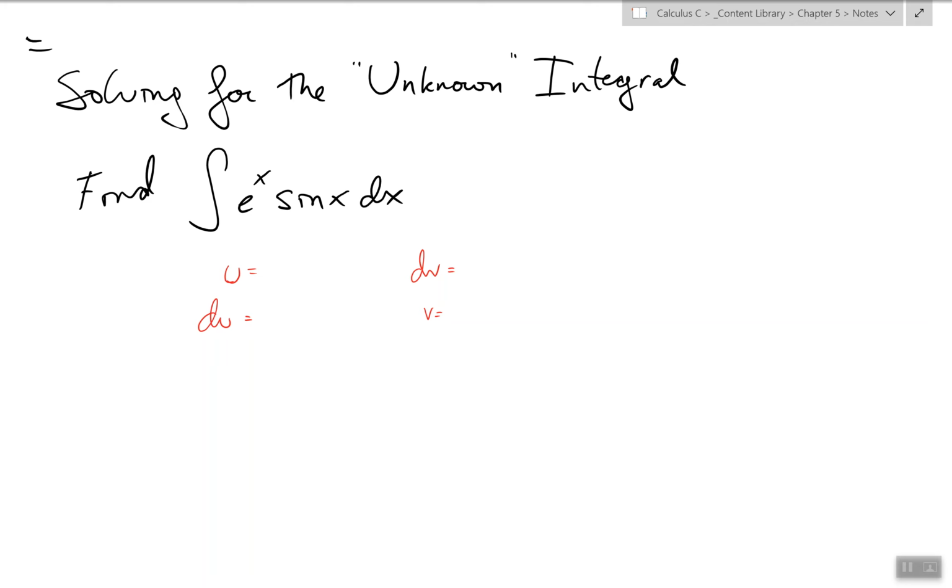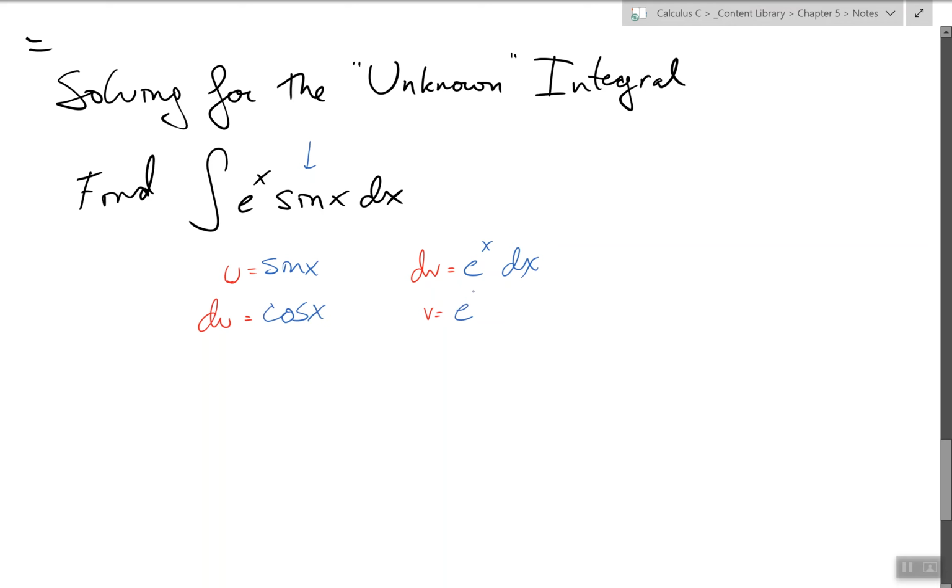We still want to use our LIATE rule. So that means trig comes first. So sine is our u. And e to the x is our dv. So the derivative of sine is cosine. And the antiderivative, we've done this several times now, is still e to the x.